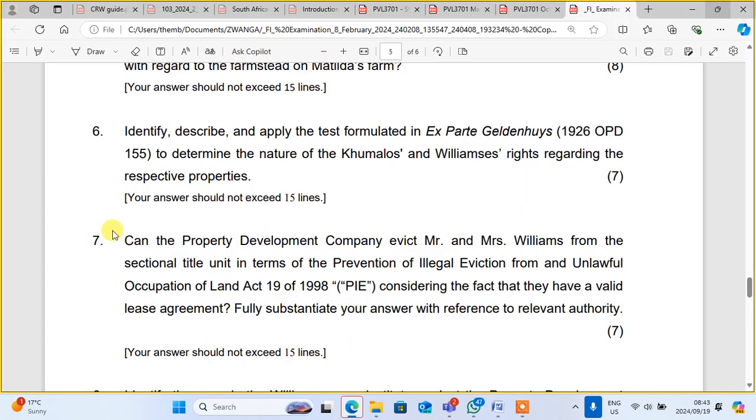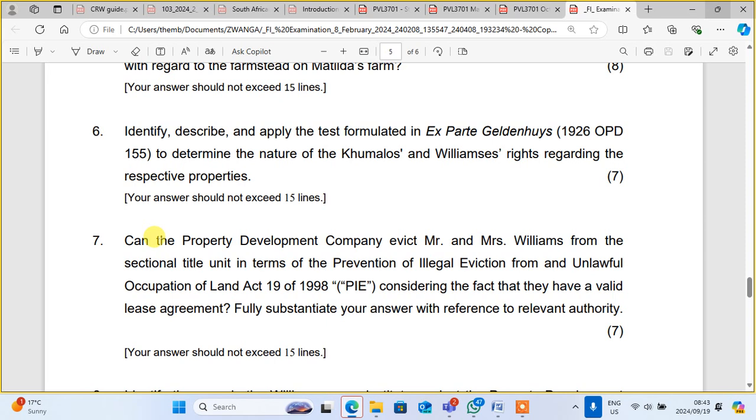Question 7 says, can the property development company evict Mr. and Mrs. Williams from the sectional title unit in terms of the Prevention of Illegal Eviction from and Unlawful Occupation of Land Act? Consider the fact that they have a valid lease agreement. Fully substantiate your answer with relevant authority. Remember, we have answered a few previous questions on Solani.